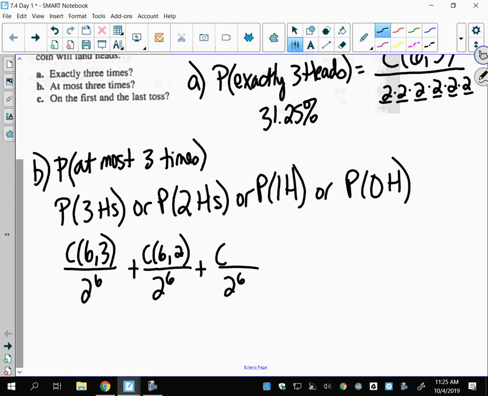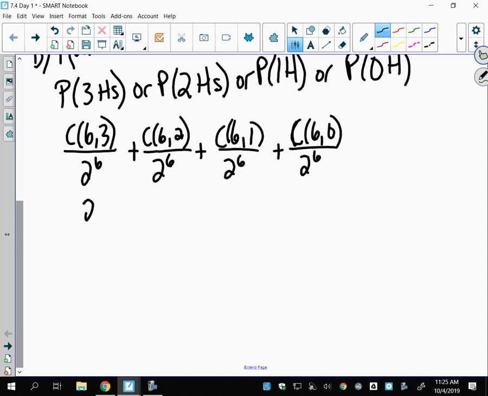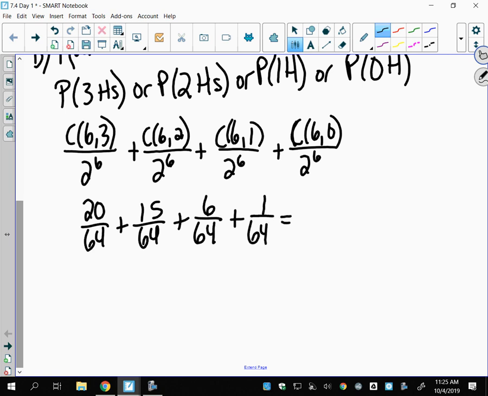And this, if I only want 1, that would be combination 6, 1. And if I don't want any, there's only one way I could get this, but just to show you, you can do the same process and say 6 choose 0. 6 choose 0 is 1, because that would be all tails. And again, I just use my calculator to get 20 over 64 plus 15 over 64 plus 6 over 64 plus 1 over 64. So that's 42 out of 64.